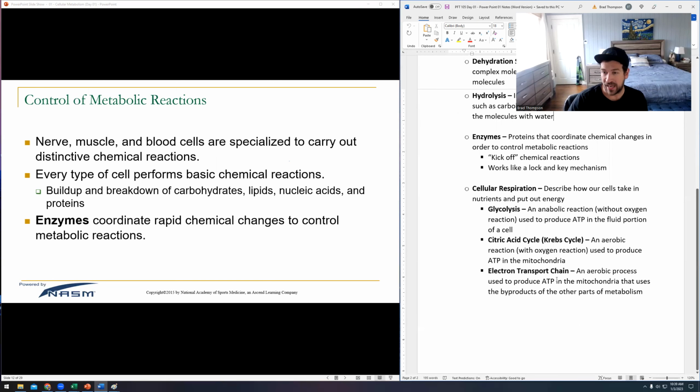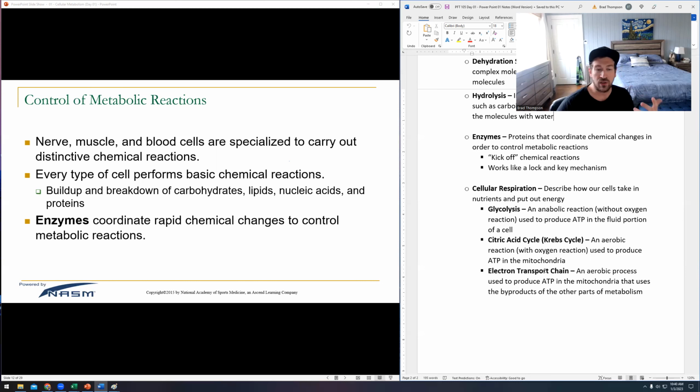Now, not all of this happens supernaturally. It doesn't always happen easily, I should say. So we need to be able to control the speed of how fast we're either building up reactions or breaking down reactions, right? And so that's why we have all of these different materials in our body that help us regulate how often we're doing that.